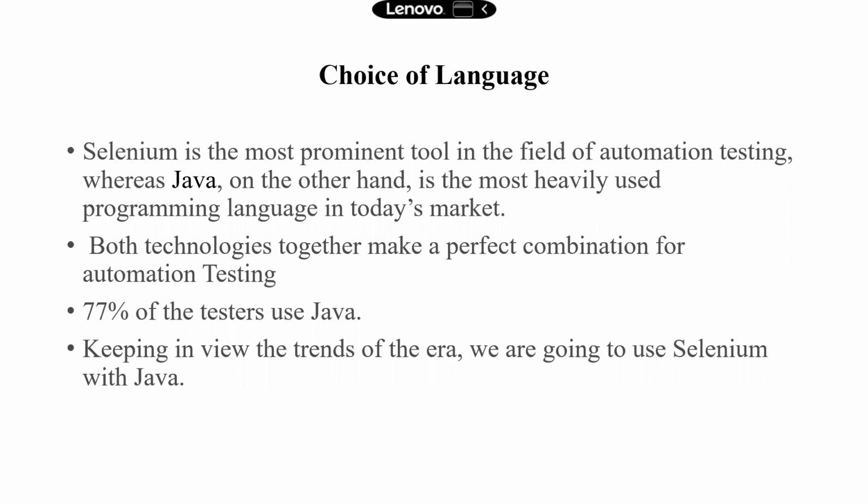Then, choice of language. This has already been made. I told you that we are going to use Java. Basically, Selenium is a prominent tool in the world of automation testing for web applications. And on the other hand, Java is the most heavily used programming language in today's market. So these both technologies are a perfect combination. You guys must be thinking about Python, JavaScript, but 77% of testers use Java. Java has more scope, more flexibility, and they make a good combination. So we are going to opt for Java here.